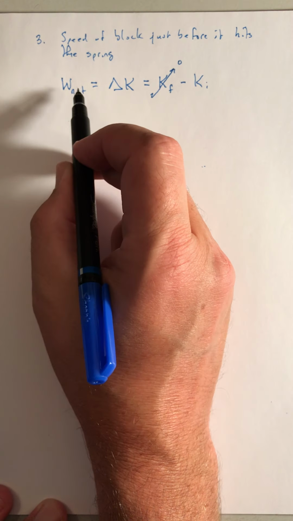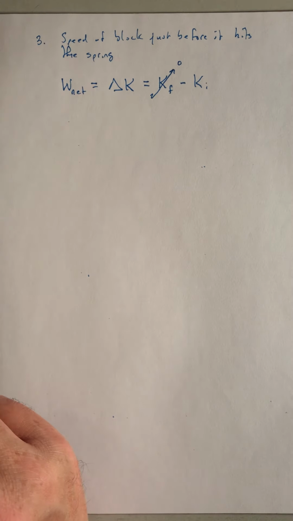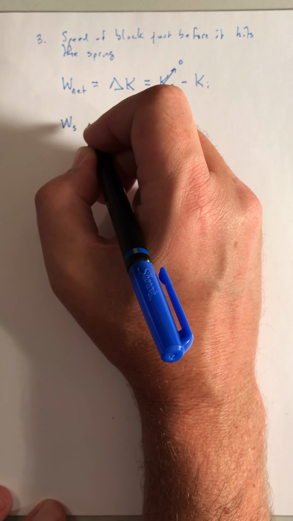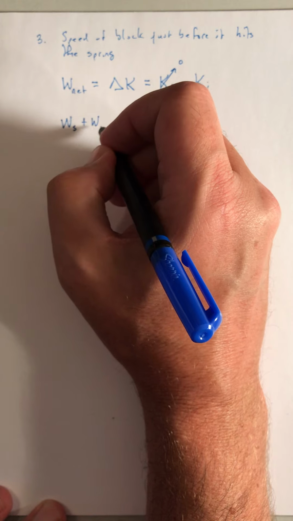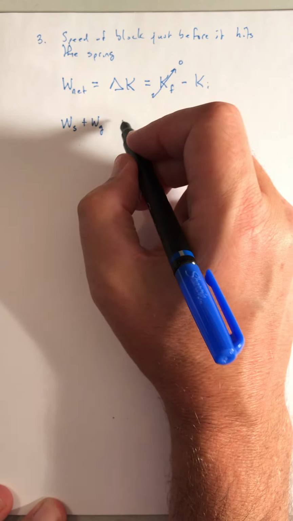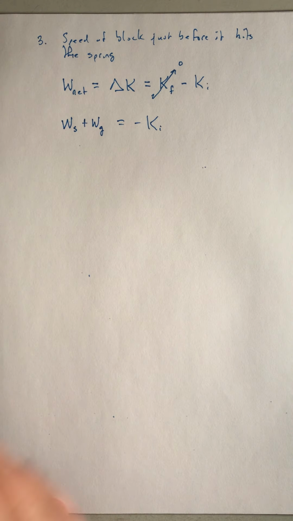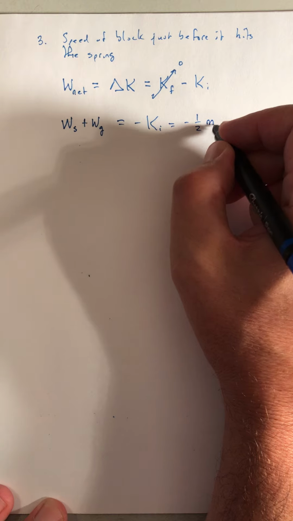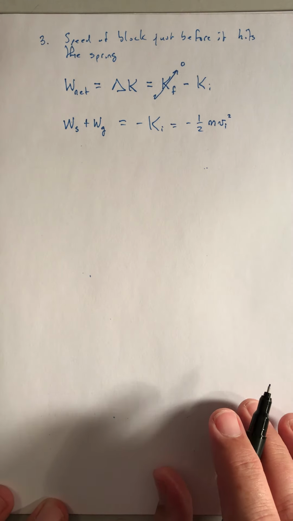What forces are doing work on the block? The spring and gravity. So the net work is going to be the work done by the spring plus the work done by gravity, and that is going to equal minus the initial kinetic energy, which is equal to minus a half m v initial squared.